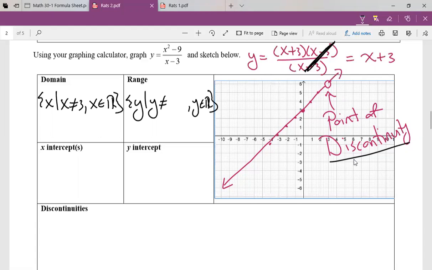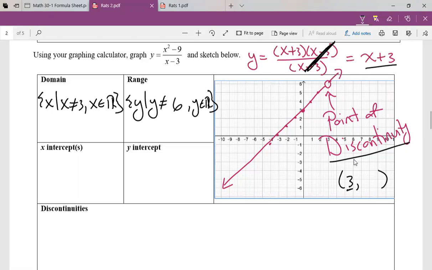So here's how you find that y value. Well, we know the point of discontinuity is at 3 comma something. Well, you know the x. So to find the y, you sub it into the simplified form right there. Well, 3 plus 3 is 6. Y can't equal 6. There it is.